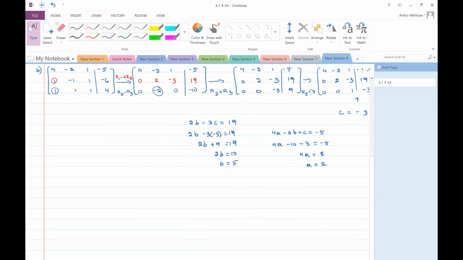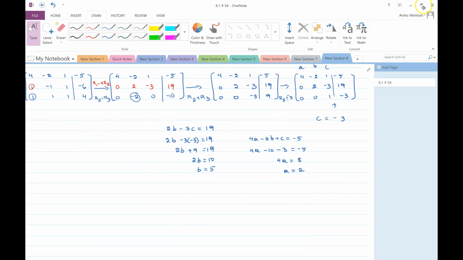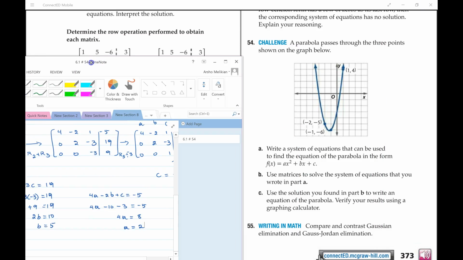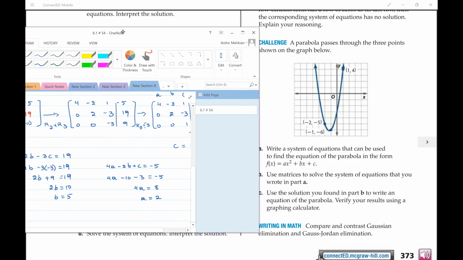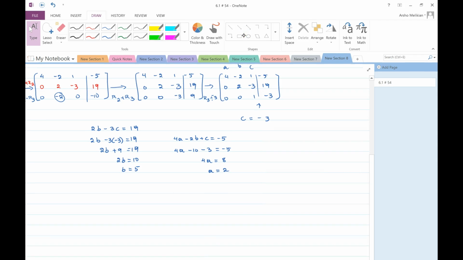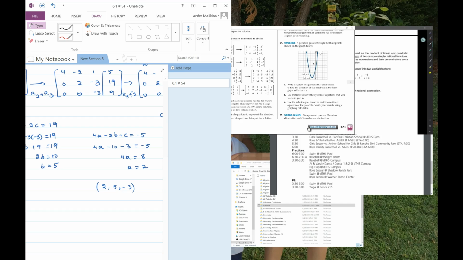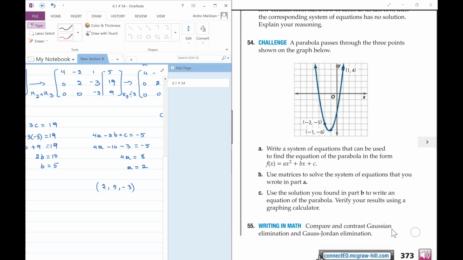Okay, let's go back to the problem. It says use matrices to solve the system of equations, which we just did. So it's 2, 5, negative 3. And then what does part C say? Use the solution you found to write the equation that fits this parabola.